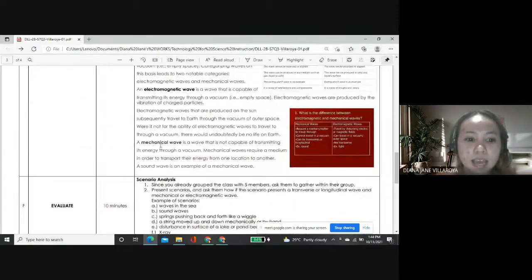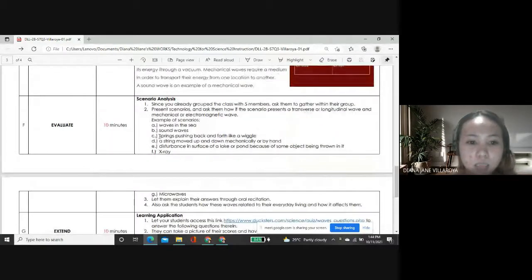And next to that is evaluate. It's a 10-minute activity. It's a scenario analysis. Since you already grouped the class with 5 members, ask them together within their group, then present scenarios and ask them if the scenario presents a transverse or longitudinal wave and mechanical or electromagnetic wave. Example of scenarios: waves in the sea, sound waves, etc.